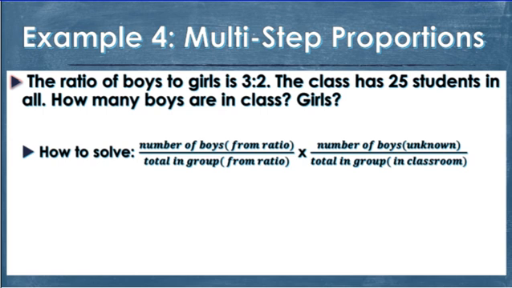Excellent. The ratio of boys to girls is 3 to 2. The class has 25 students in all. How many boys are in class? How many girls are in class? So how are we going to solve it? We need to use the numbers from the ratio.